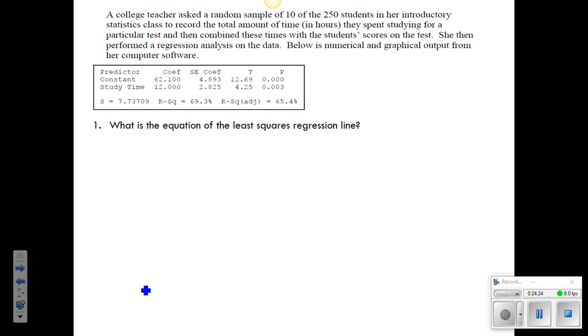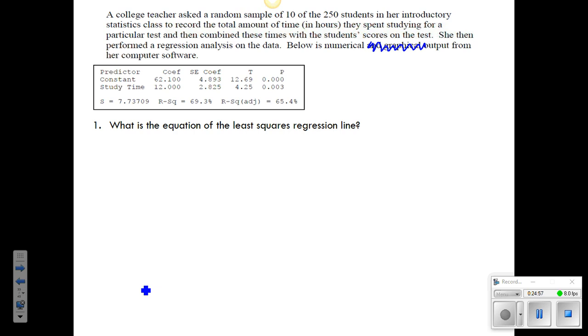It says a college teacher asked a random sample of 10 of the 250 students in her intro stat class to record the total amount of time they spent studying for a particular test, and then combine these times with the students' test scores on the test. She then performed a regression analysis on the data below as the numerical output, not the graphical, just the numerical output, from her computer software. All right, so I made up some questions to kind of practice with you guys. So this is a scenario.